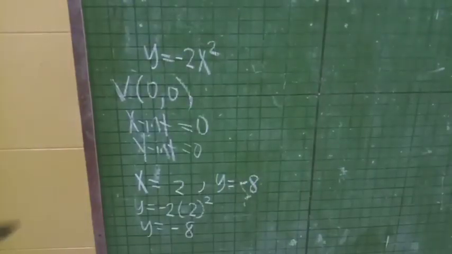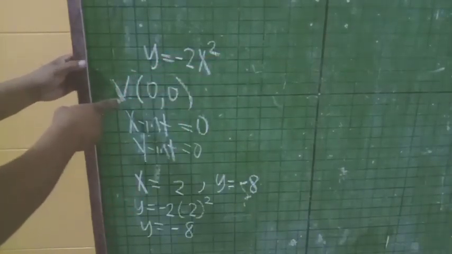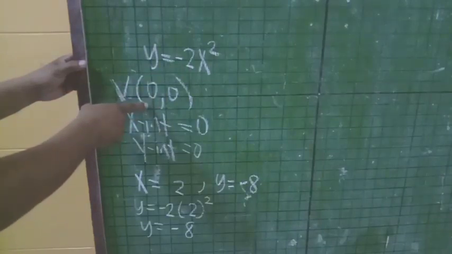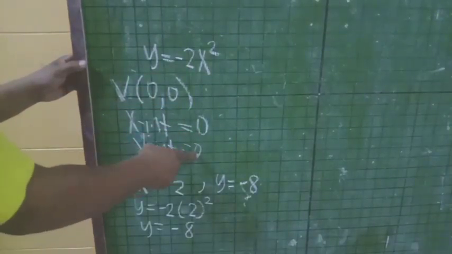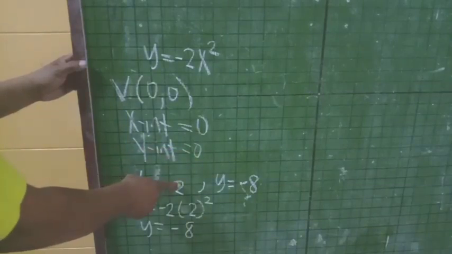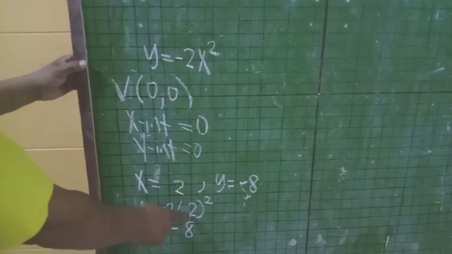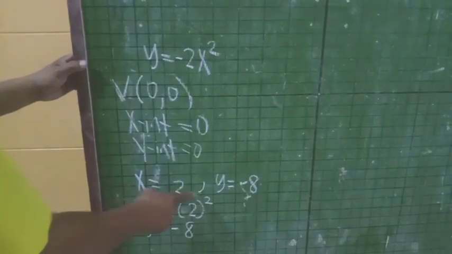Okay, graph na natin yung function na y equals negative 2x squared. Based dun sa ating vertex, ang vertex natin ay 0 and 0. X-intercept is 0, y-intercept is 0. Kumuha pa ako ng isang point. If x is 2, substitute natin yung x by 2. So we have 2 squared, that is 4 times negative 2, y is equals negative 8. If x is 2, y is negative 8.